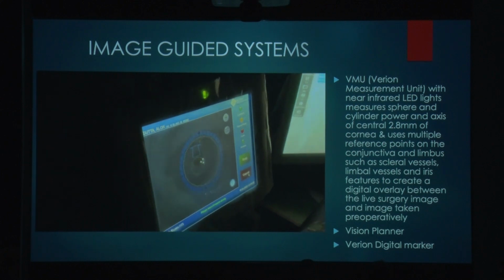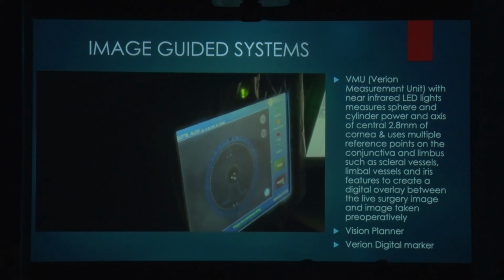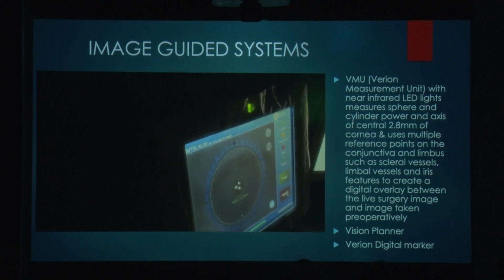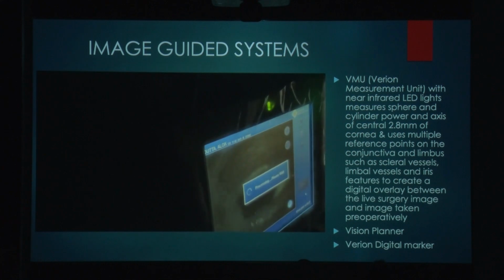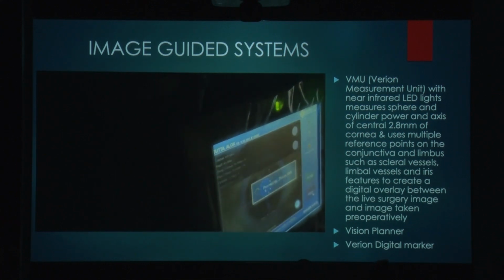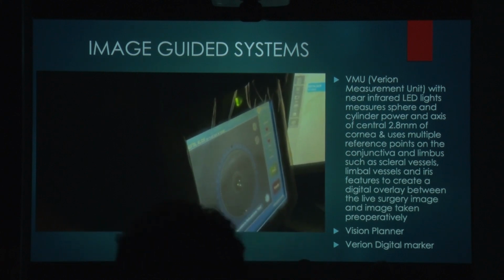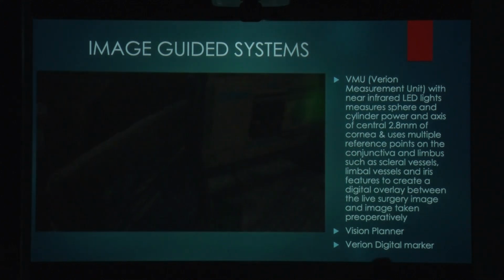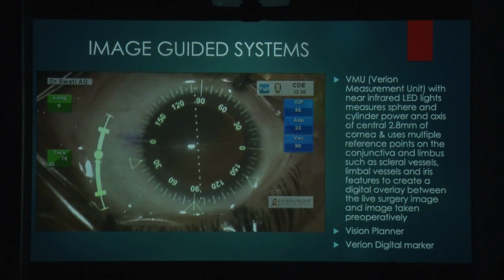So these image guided systems, with no financial interest, well, I'm displaying here the Varian measurement unit with the near infrared LED lights. It measures the sphere and the cylinder power and the axis of the central 2.8 millimeter of the cornea, and uses multiple reference points on the conjunctiva and the limbus, such as the scleral vessels, limbal vessels, and the iris features to create a digital overlay between the live surgery image and the images taken preoperatively. So these points are passed on to the vision planner and then to the Varian digital marker.